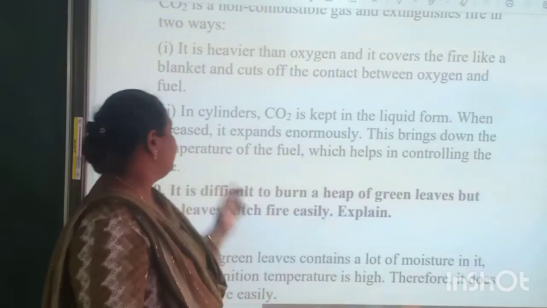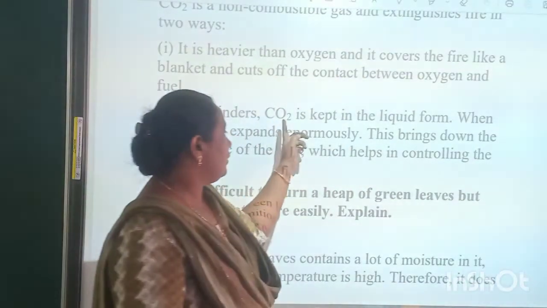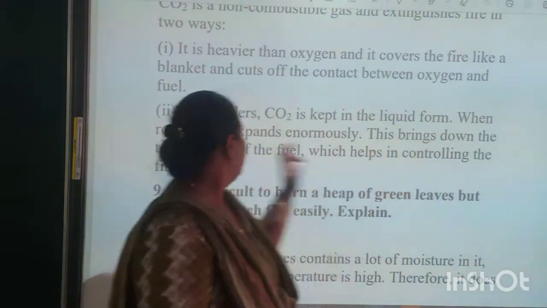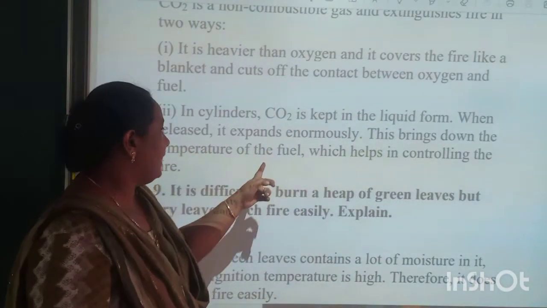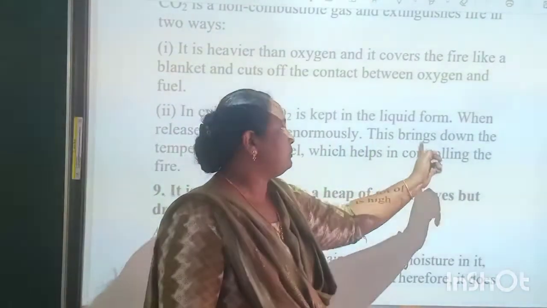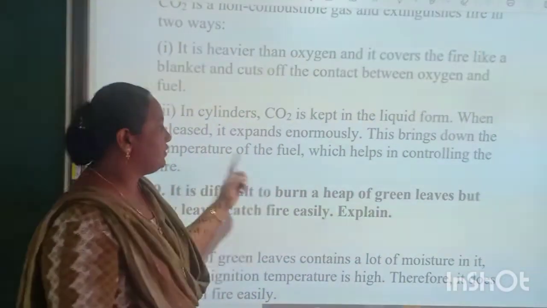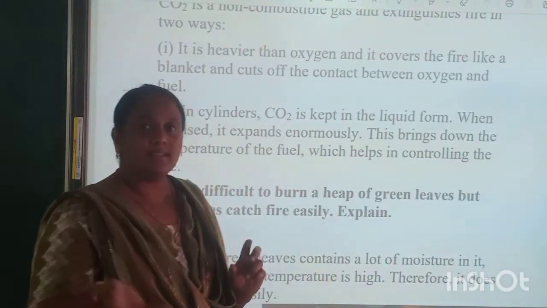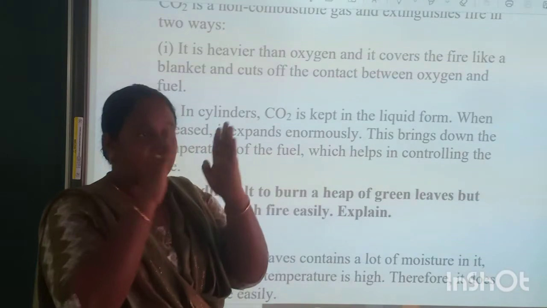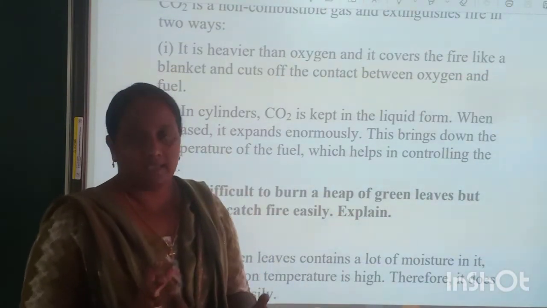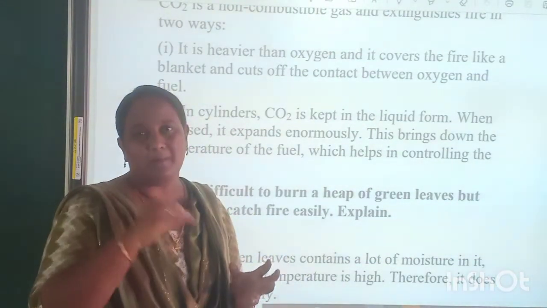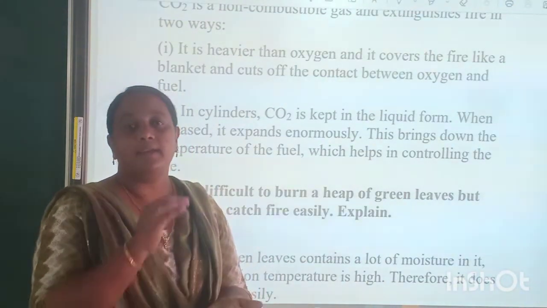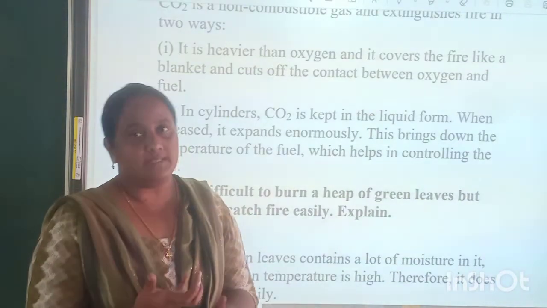In the cylinder, CO2 is kept in the liquid form. When released, it expands enormously. This brings down the temperature of the fuel, which helps in controlling the fire. Actually, when we see this carbon dioxide in a small cylinder-like thing, it contains much and much carbon dioxide. Then that is compressed and it is in the form of foam itself, isn't it?